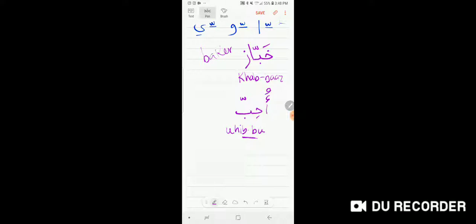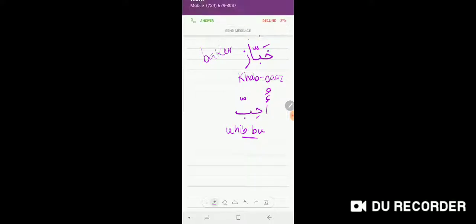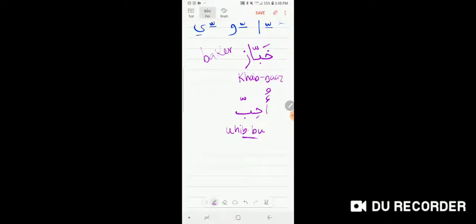Uhibbu. Ba is a little bit difficult when it has shadda because it's a little bit difficult to stress a letter that you're making with your lips. Now, the second time I pronounce the ba, I'm pronouncing it bu. So I put a dhamma on it. Uhibbu. This is a vocab word for I love or I like.